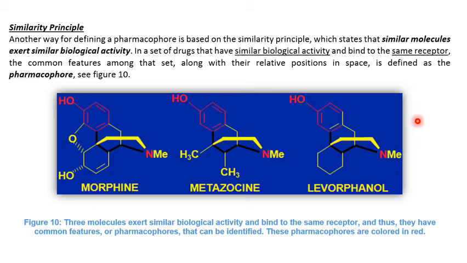You can imagine if you have more than three drugs, say you have 20 drugs, it will be difficult to find the common features, and that's when you will need the use of computer programs to perform that. Especially if you're trying to find the generalized type pharmacophore.